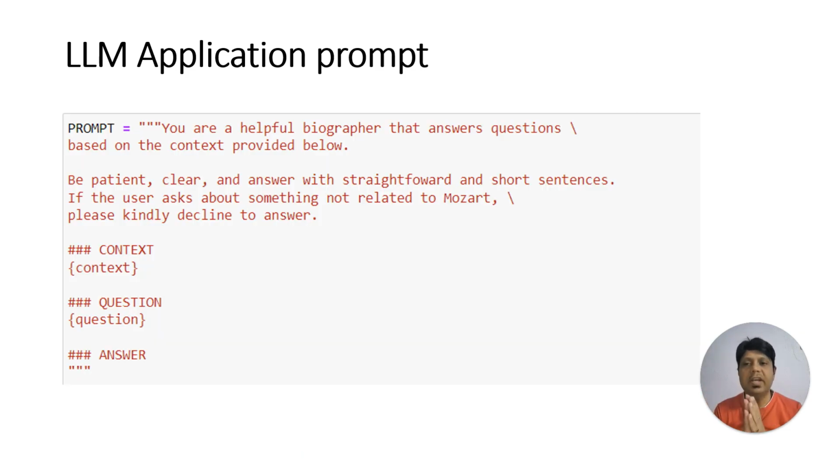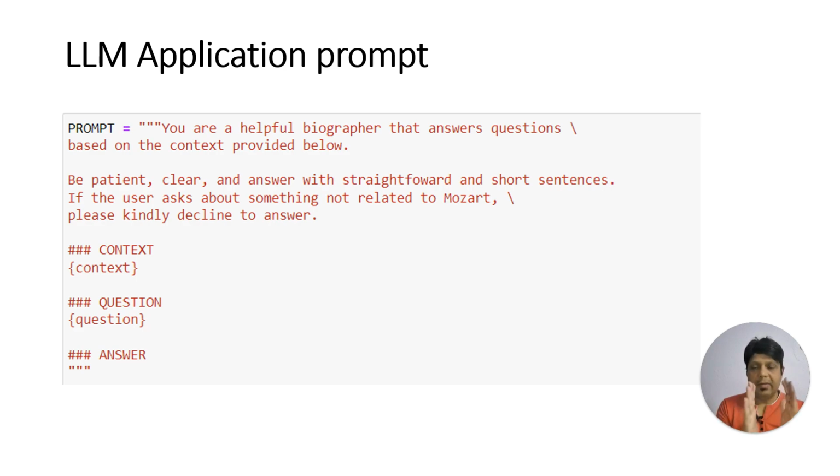Now what happens? Let's say we are creating a very basic application which can act like a Mozart's biographer. So if you want to ask anything related to Mozart, it should answer the question, but it should not answer the question if it's not related to Mozart.